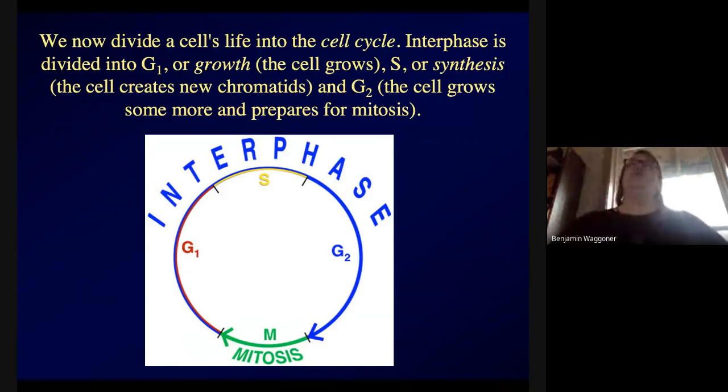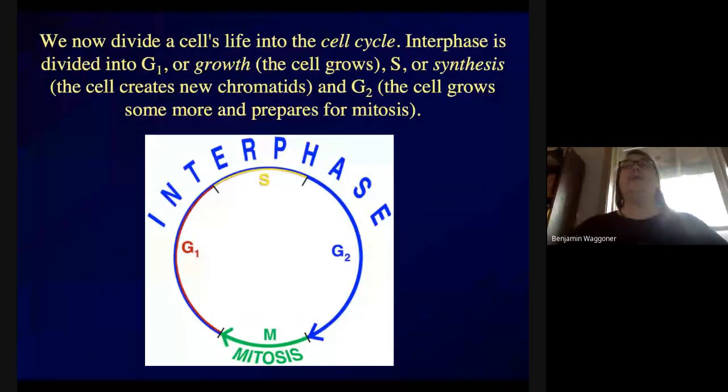And then somewhere in interphase, it goes through the S phase where the cell creates new chromatids. We can't directly see that happening, although there were some really neat experiments in the 50s that were able to demonstrate when it happens. And then after the S phase, we have a stage called G2, the second growth phase, where the cell might grow some more and then prepares for going into mitosis.